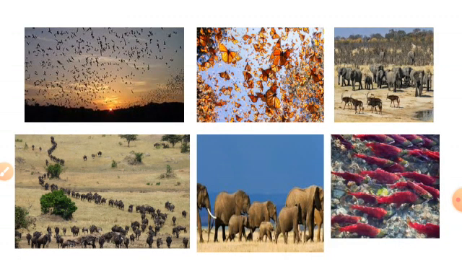Migration. In nature, many birds and animals move from one place to another in search of food or to breed and many other things due to seasonal changes, etc. Seasonal movement of birds and animals from one place to another is called migration.